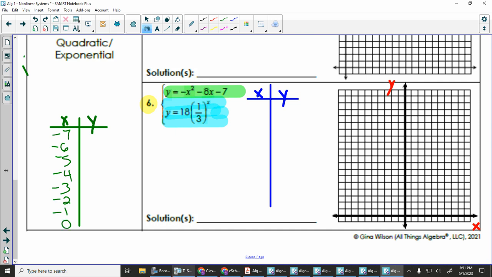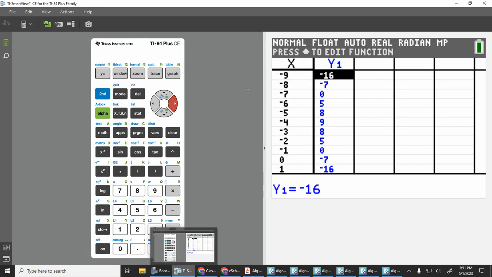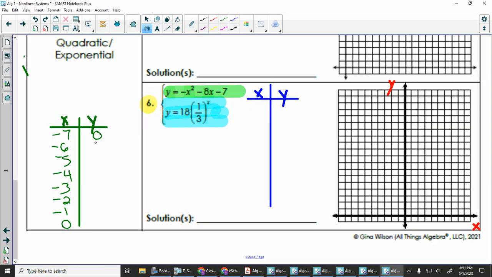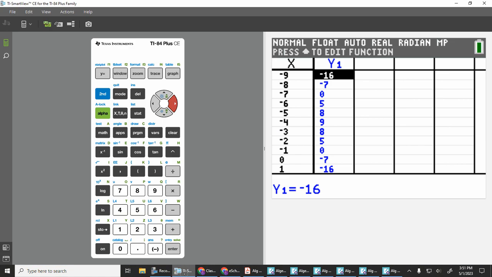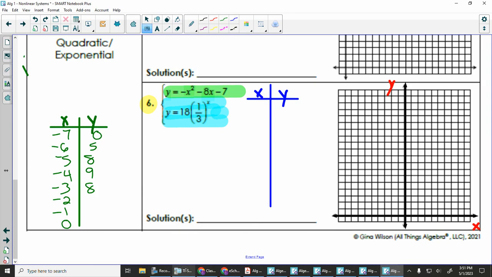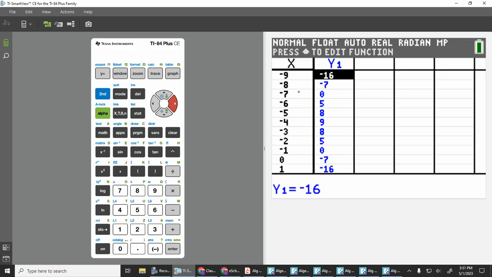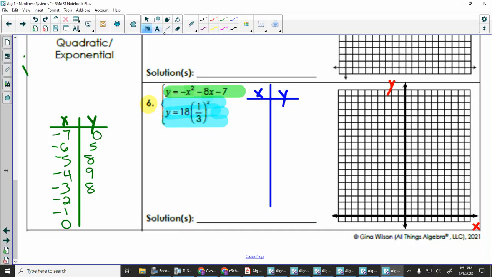All right, find our y's that go with it. So again, starting at negative 7, we have 0, 5, 8, 9, and then our pattern repeats backwards. 8, right, did I do that right? 0, 5, 8, 9, 8, 5, 0. Oh, I left out one. We should have started at negative 8. Let's redo that.